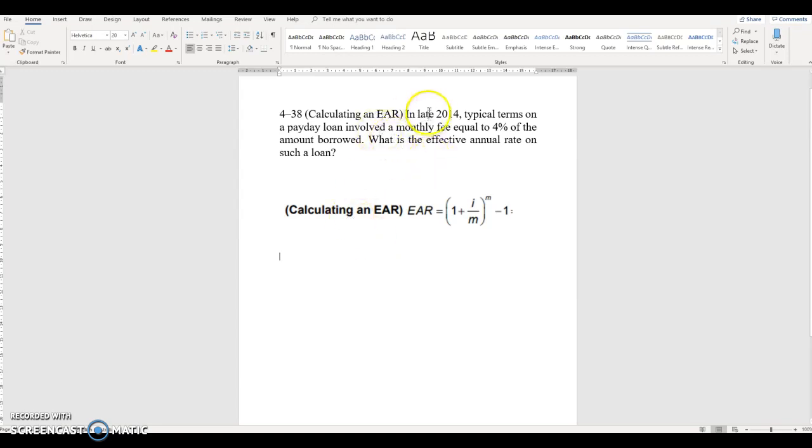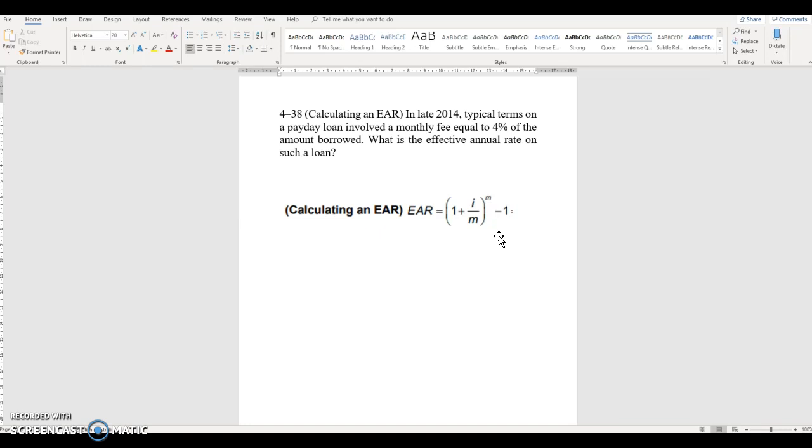So in this question, in late 2014, typical terms on a payday loan involved a monthly fee equal to 4% of the amount borrowed. What is the effective annual rate on such a loan? So as we can see here, this is the formula that we're going to use, and it can be a little bit complex. One of the major pitfalls that I've seen so far is that people take the 4% from the question as the annual rate that's compounded monthly, and so we would come out with an effective annual rate around the low 4%, 4.16 I think it is.